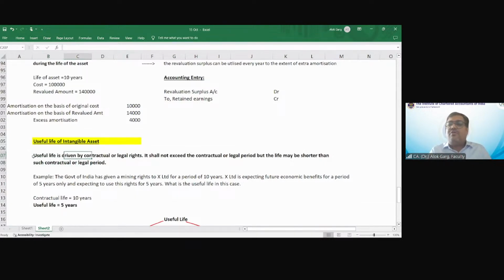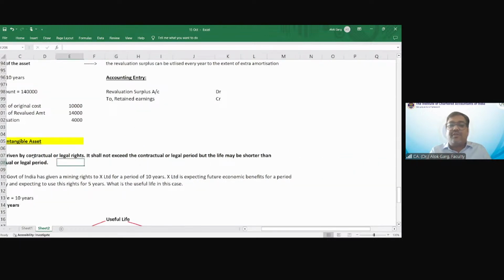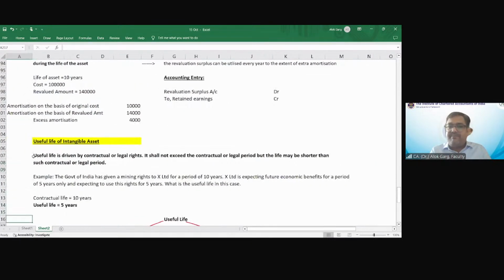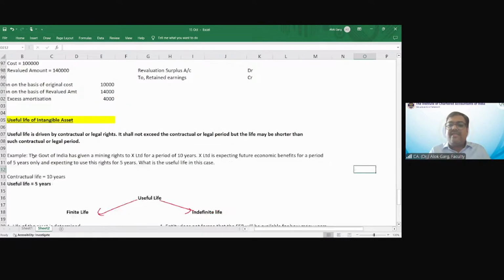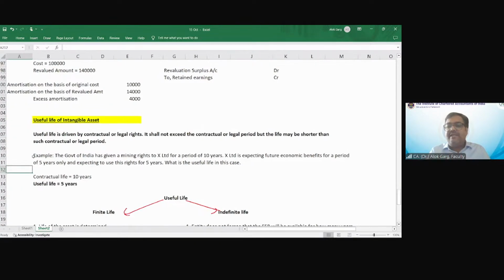Useful life is driven by contractual or legal rights. It shall not exceed the contractual or legal period, but the life may be shorter than the contractual or legal period. For example, the government of India has given a mining right to X Limited for a period of 10 years. X Limited is expecting future economic benefit for a period of 5 years only and expects to use this right for 5 years. What is the useful life in this case? The contractual life is 10 years, but the benefit the entity expects from the use of the asset is only 5 years. So useful life will be 5 years.